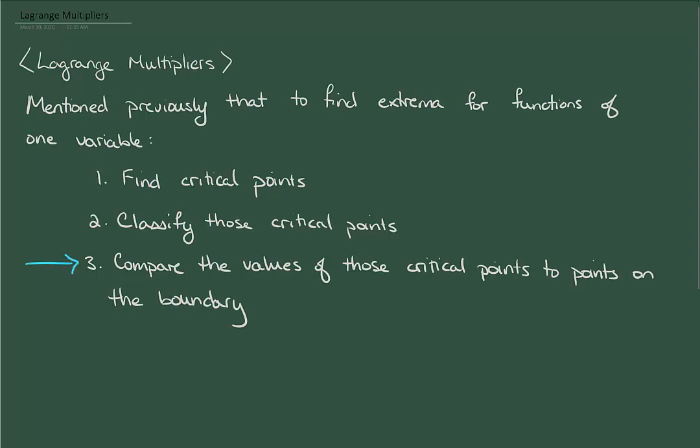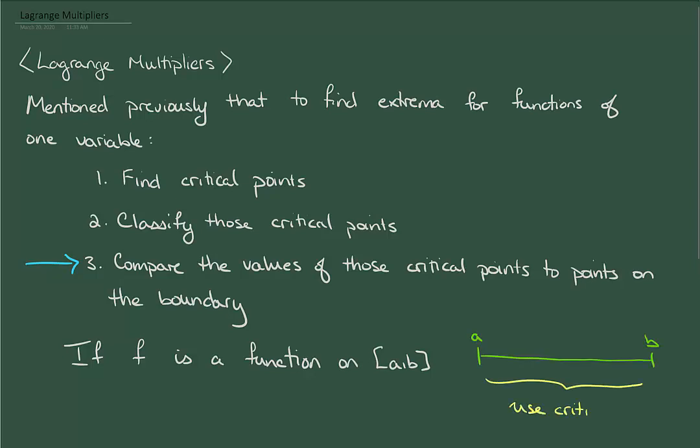And this is the thing that we're going to focus on today, having done the previous two on the last day. So suppose that the function is defined on the interval AB. Let me draw this out for us here. On this interval here, this is where we use the critical points, right? So for everything that's inside. And these are the boundary points right here.